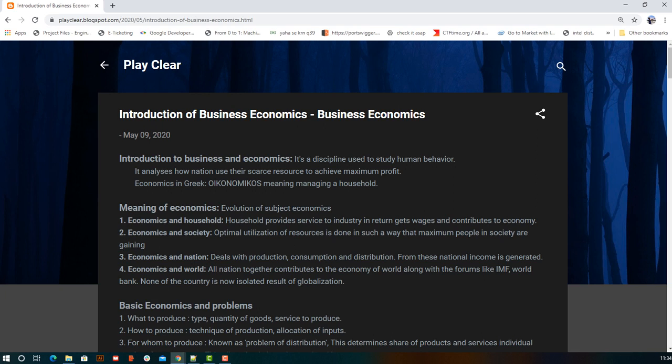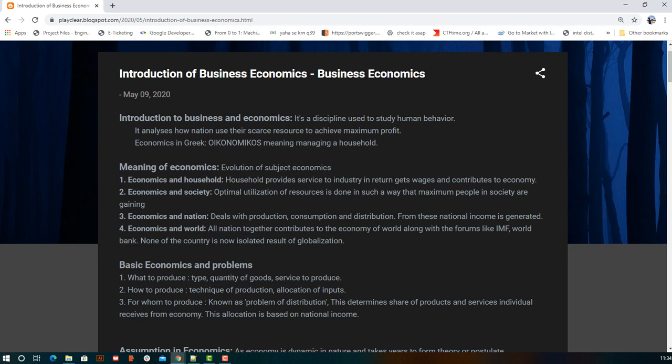In Greek, economics is known as oikonomia, which means a household. How it is related to households, we will cover in the upcoming subtopics. So next is the meaning of economics. In the evolution of the subject economics, we have 4 different factors, which relate economics with other factors in the country. One is economics and household.